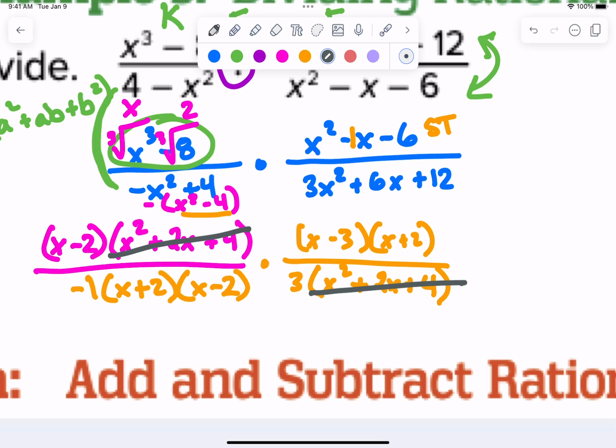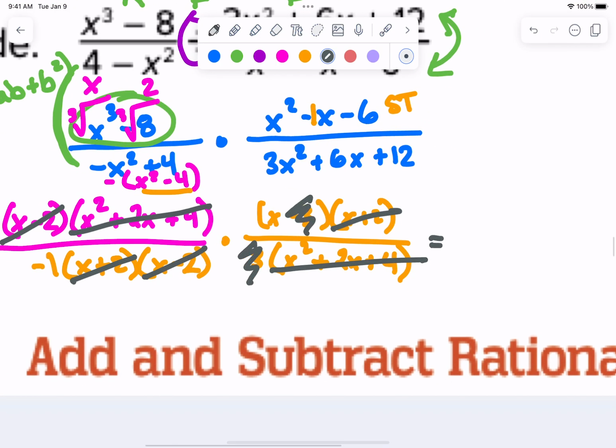Then those two can cancel. This x plus 2 and this x plus 2. And then the other, x minus 2 and x minus 2. So we're canceling all over the place. So on the top, can this 3 cancel with this 3? No, because the 3 on the top is trapped, right?